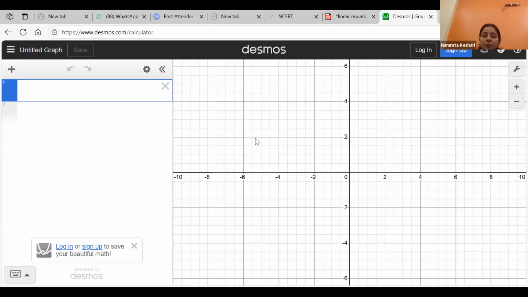Can you see this graph paper? The graph screen. Can you see, Chakrika, Gauri and Vaiga? Yes. I am writing x plus y is equal to 10. Can you see this?